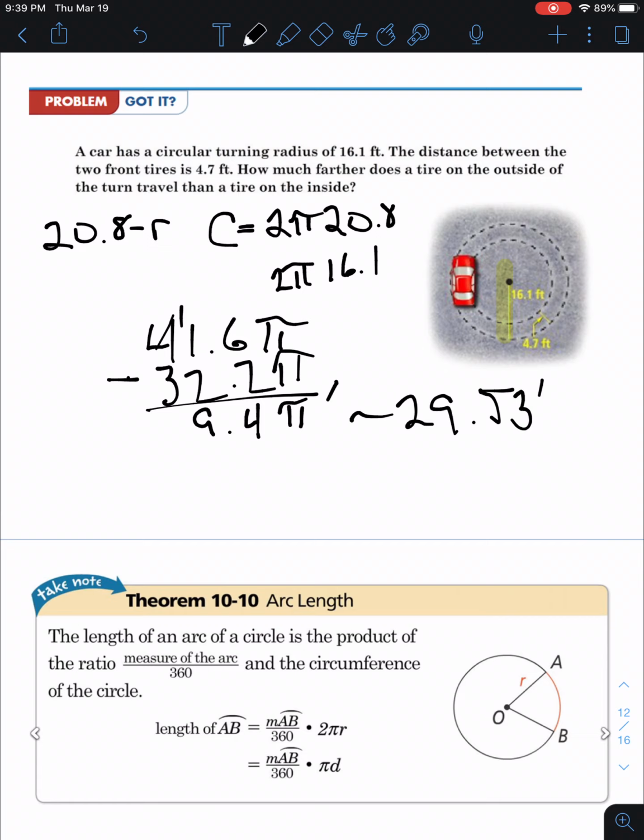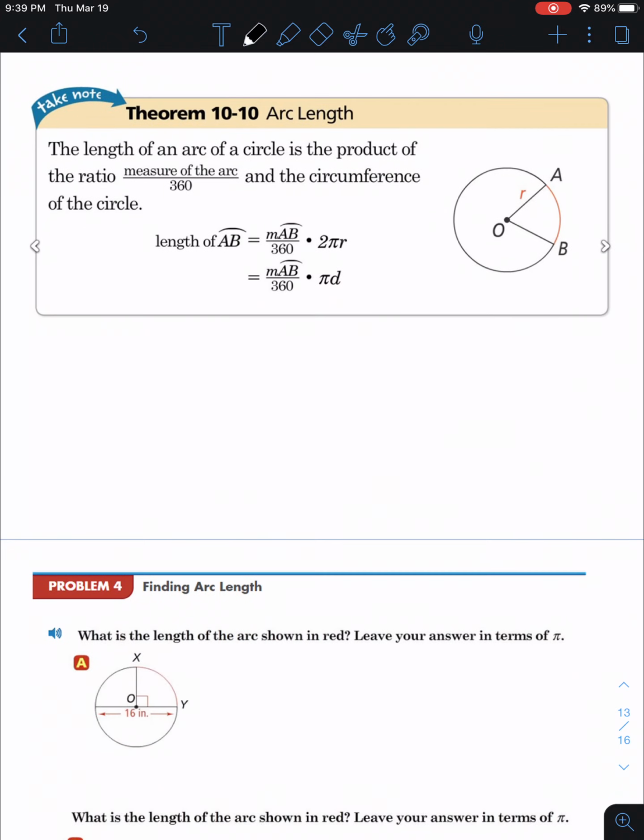All right, arc length. Take a look at this next slide here. Arc length, the length of an arc of a circle. The length of this measure AB is the product of the ratio, the measure of the arc divided by 360, and then that's times the circumference of the circle.